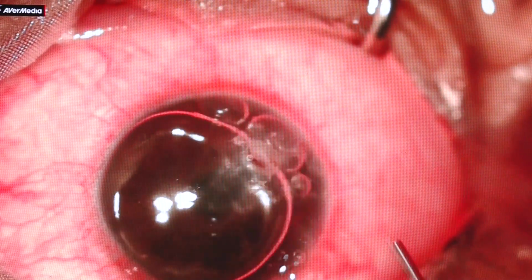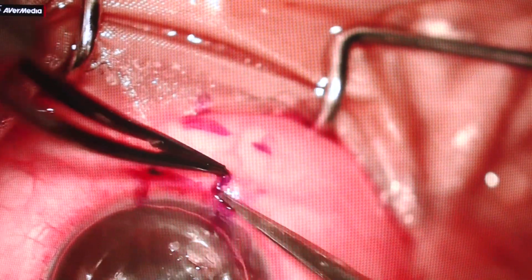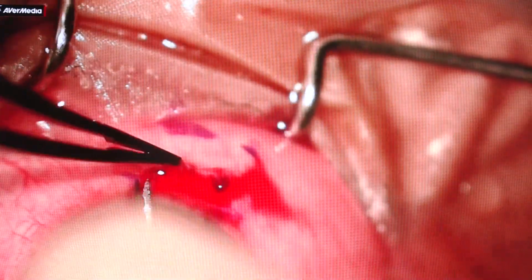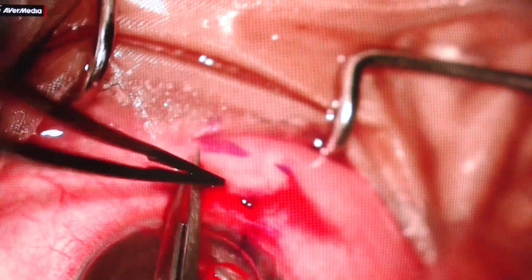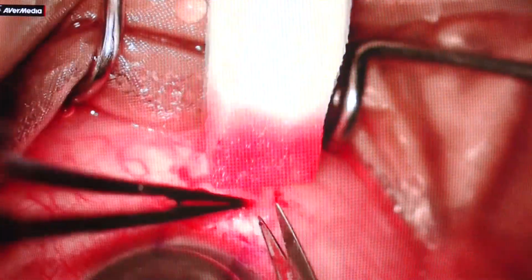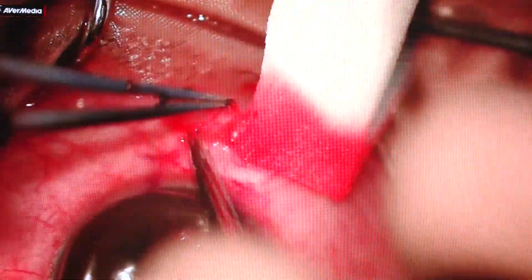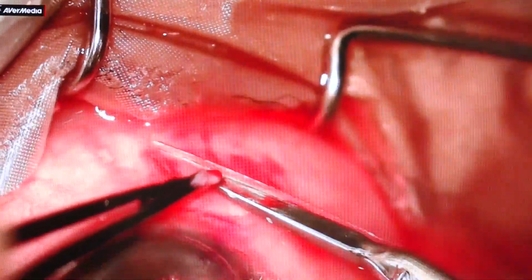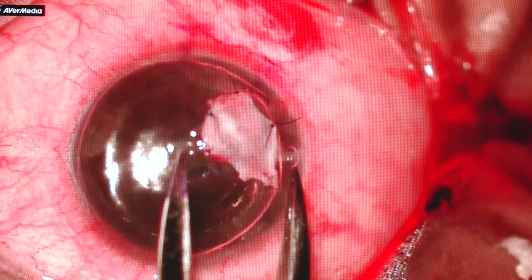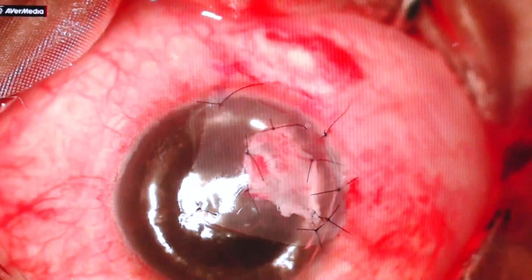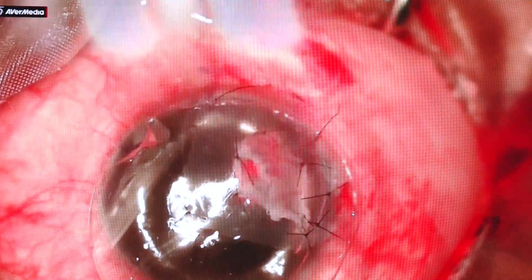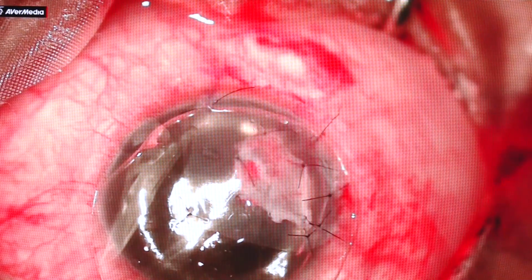Sometimes if we do not have any tissue, obviously Tenon's comes to the rescue. Tenon's is quite elastic, so even a small graft would suffice. Here sutures have to be given because it swells up later on and then it can get dislocated.